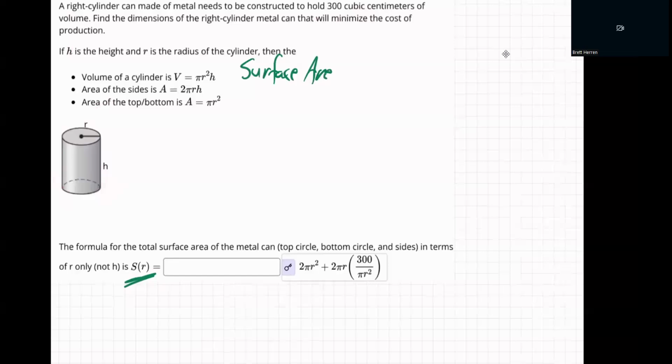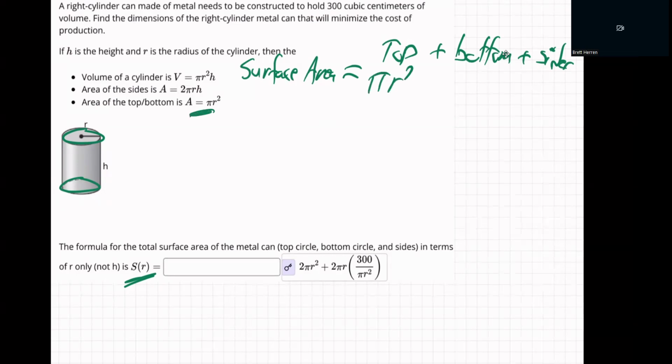Surface area. Well, what is all the surface area? There's a circle on the top and a circle on the bottom, top plus bottom. And then there's the sides. The sides go all the way around. It's not really right side, left side. It's all the way around, right? So the top and the bottom are just circles. So it's just pi r squared, pi r squared.